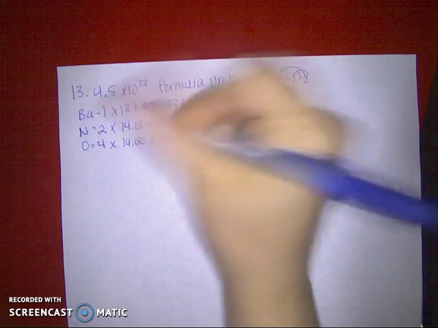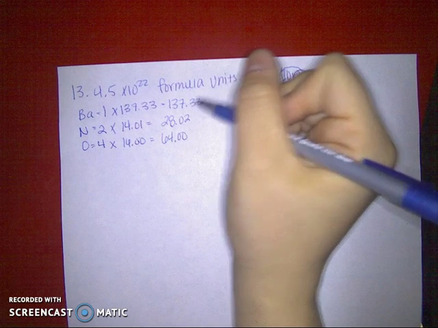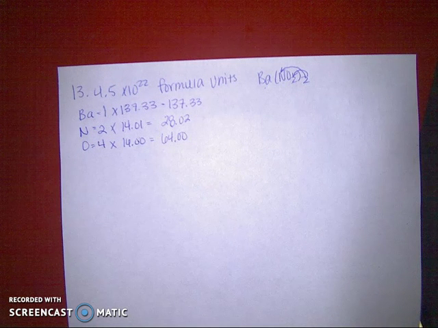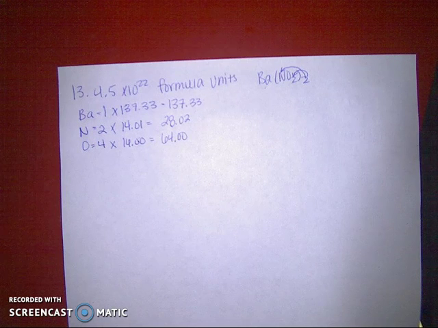Once you've done the multiplication for these numbers, what you've found is the individual masses of each of those elements in the compound. But we don't want the individual masses. We want the total mass. So when I say total, that means that we add it all up.